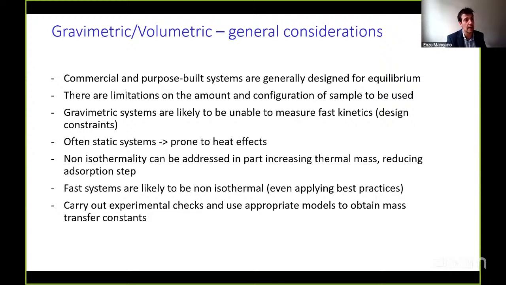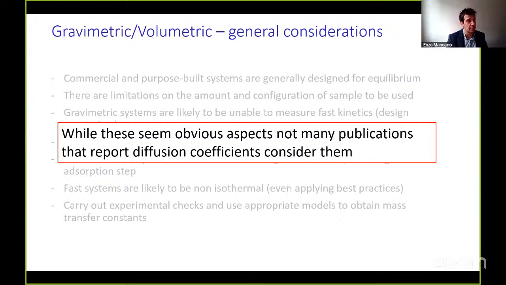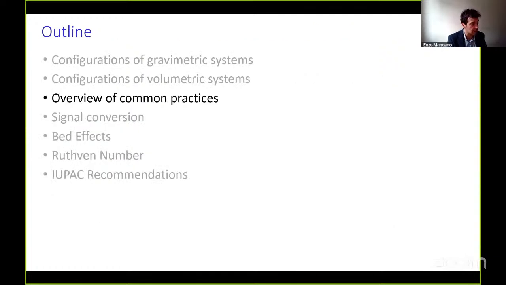Fast systems are likely to be non-isothermal, even when you apply the best practices, and I'll show some examples of that. And obviously, you need to perform the essential experimental checks in order to make sure that the assumptions you make in your model actually reflect what the real system is doing. While these aspects seem very obvious, by searching the most recent publications, this recommendation is not always followed, especially when you look for publications that report diffusion coefficients. So in the next chapter of this presentation, I'll go through some of the findings that we reported in our review of common practices.